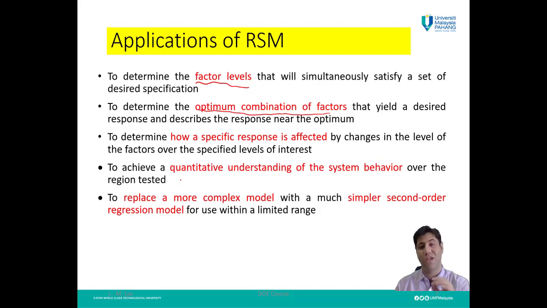RSM does not start with optimization. First, we need to have a robust model. So the last one is to find an optimum amount or value for the factors to reach a desired response or responses actually. And also, according to the model which we have, you can check how a specific response is affected by changes in the level of the factor or a specified level of interest. We will see how the factor also changes.